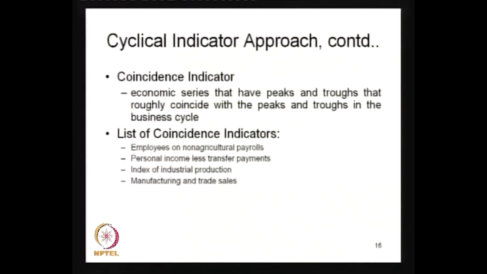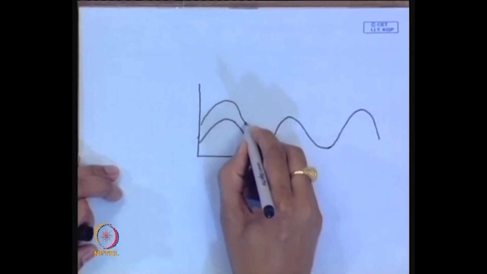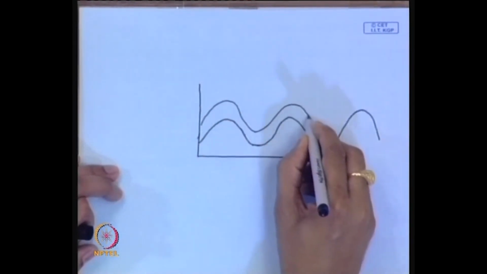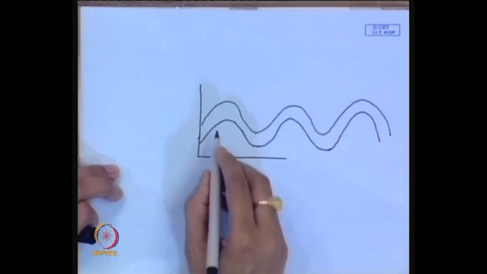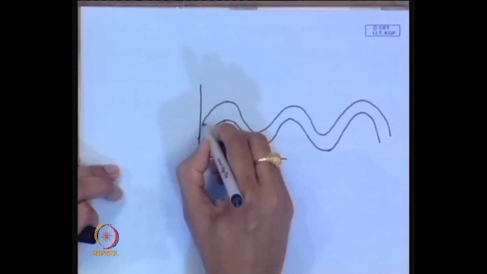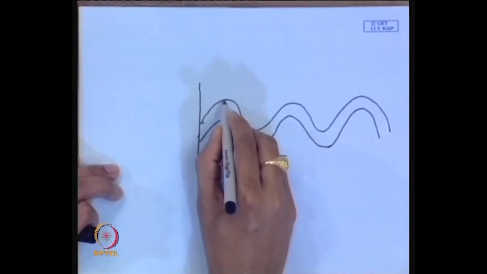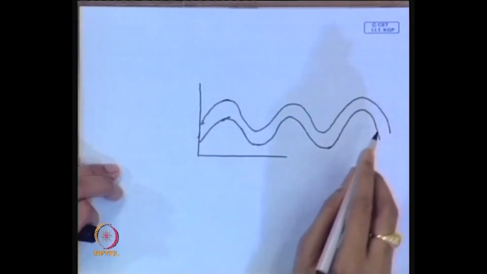Then the next type of indicator is called the coincident indicator. A coincident indicator is something whose peaks are accompanied by peaks in the broad sector or broad economy as such. So, this is the indicator, this is the economic performance. There is a peak here, there is also a peak here. So, there is a coincidence, they are moving parallel as such.